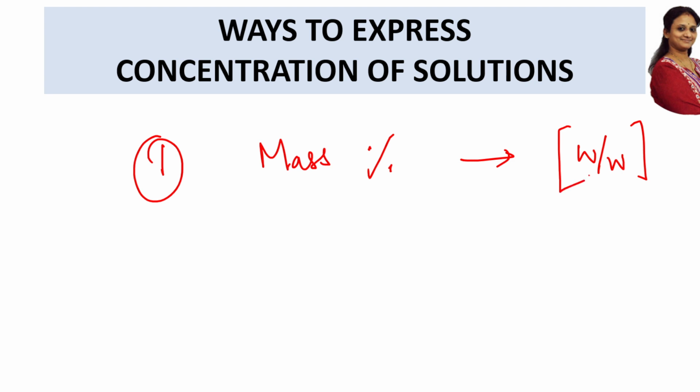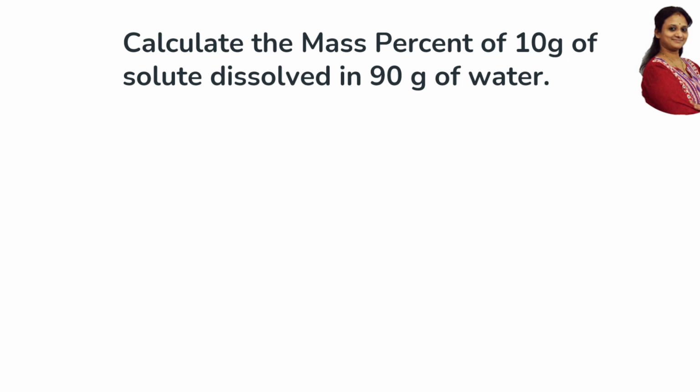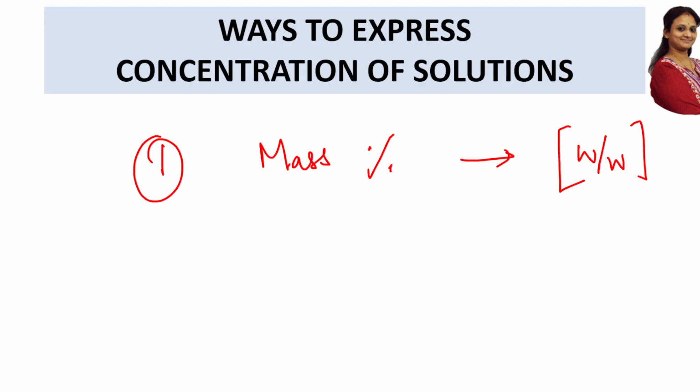Ma'am, can you just tell me an example? Okay, suppose I say you have in this particular test tube 10% glucose. That means 10% glucose contains by weight 10 grams of glucose dissolved in 90 grams of water. So overall the total is 100. Solution weight is 100 grams, solute weight is 10 grams, solvent weight is 90 grams. So if I add, the solution is 100 grams. You understood this? Got it.